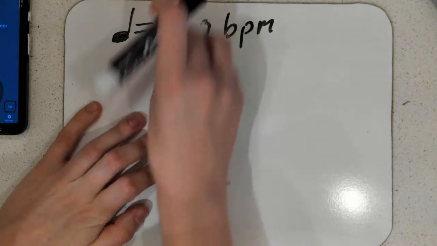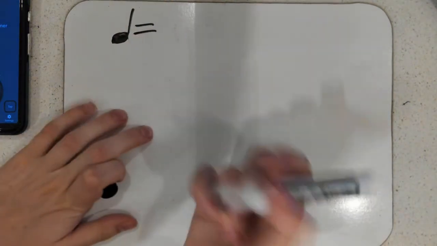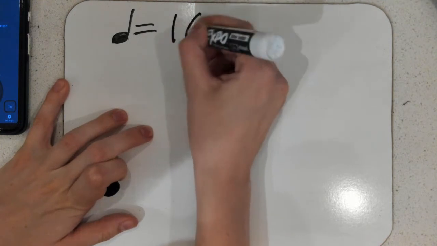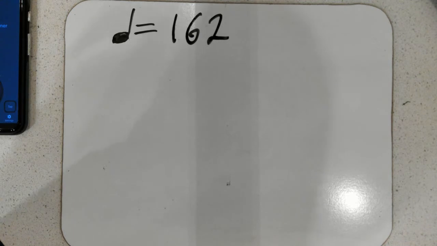You could also see, just simply, let's say you could see 162 BPM. Would that be a faster or a slower tempo than what you saw before? That'd be a faster tempo.